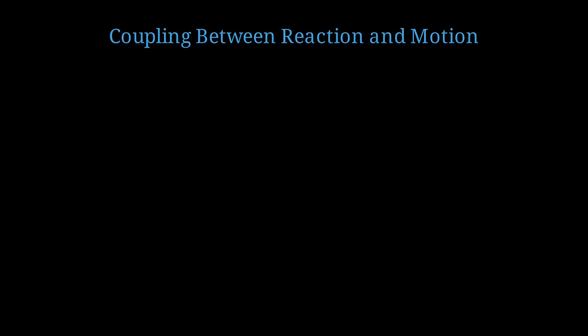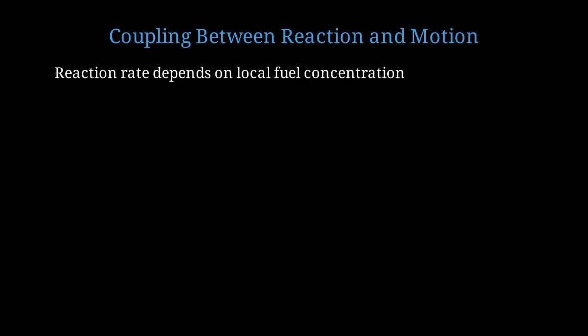This coupling is non-trivial and leads to fascinating feedback effects. The catalytic reaction rate depends on the local concentration of fuel molecules at the particle surface. This seems obvious, but it has important consequences when the particle is moving. The reaction flux J equals K times Cs, where K is the reaction rate constant and Cs is the surface concentration of fuel. This is essentially Michaelis-Menten kinetics in the limit of low substrate concentration.